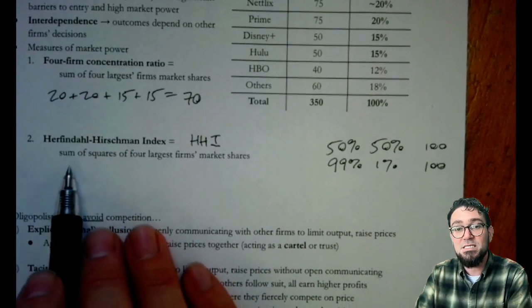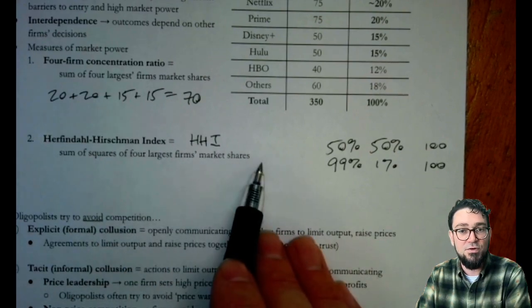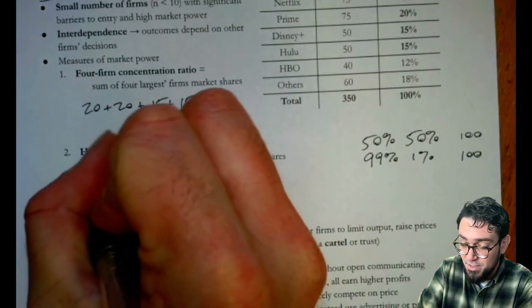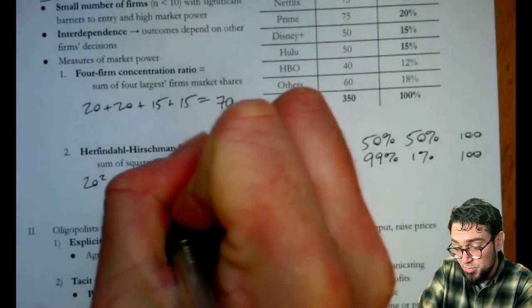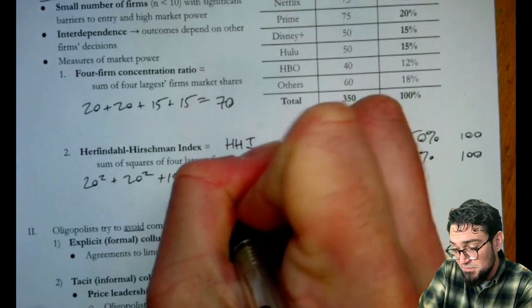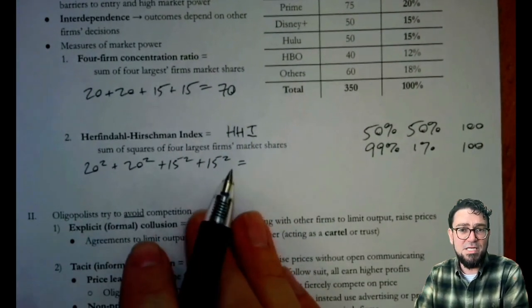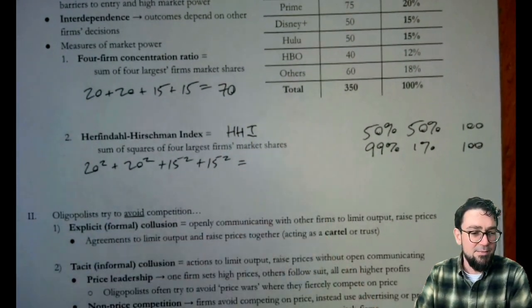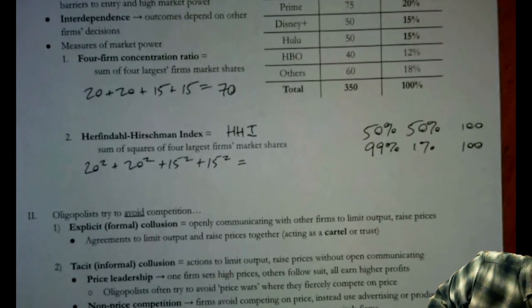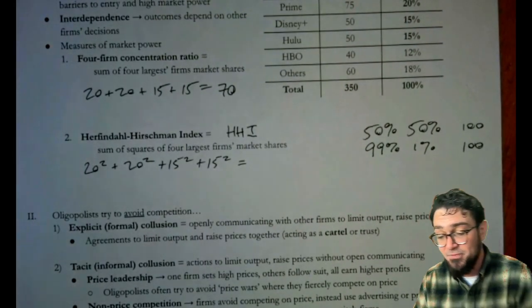It says sum the squares of the 4 largest firms' market shares. So in this case, it would be 20 squared plus 20 squared plus 15 squared plus 15 squared equals. Now, most of the time, the math is going to be a heck of a lot easier than on this one. And I totally blanked and forgot that I would need a calculator. So I'm going to pull my calculator out for this one.